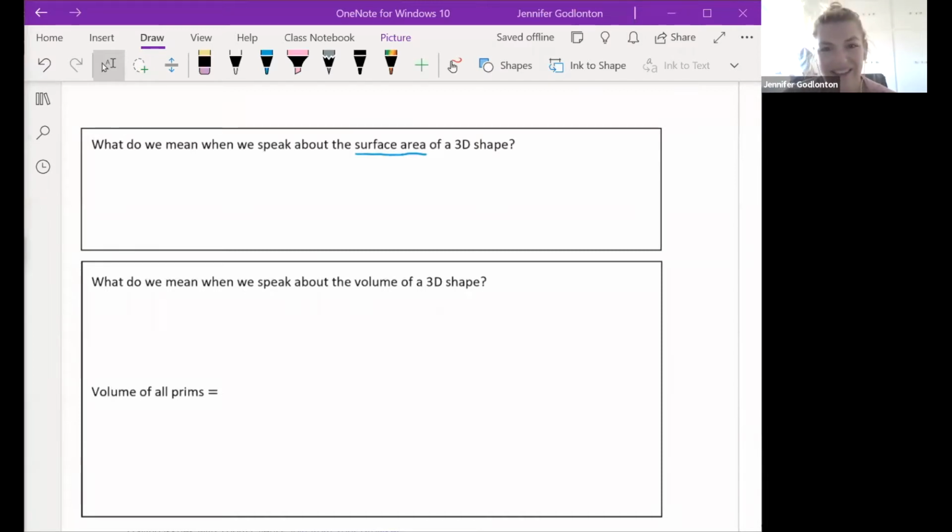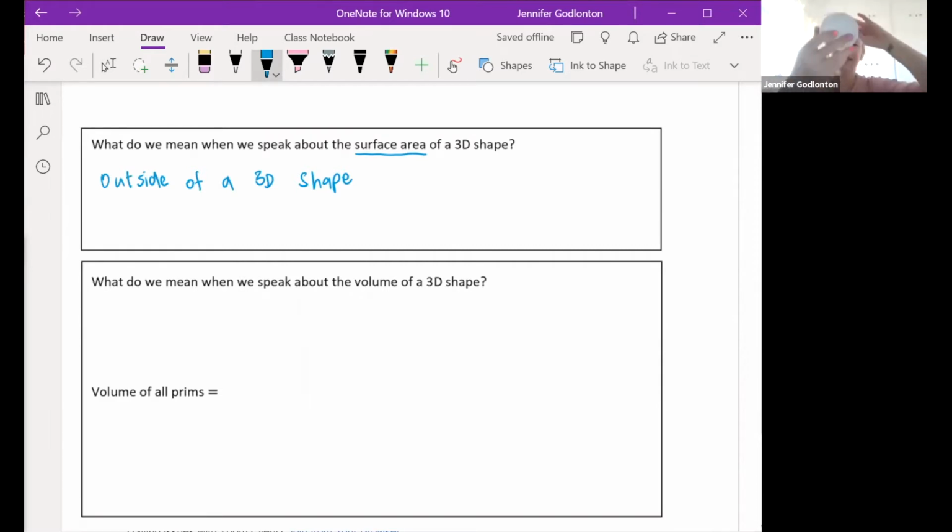Ma'am, I think surface is the outside of the 3D shape. Good, yeah, that's exactly right. Perfect. So surface area is the outside of a 3D shape. What do we mean by that? If you wanted to wrap a present, like a box, all of the wrapping paper that would need to cover that box would be your surface area.